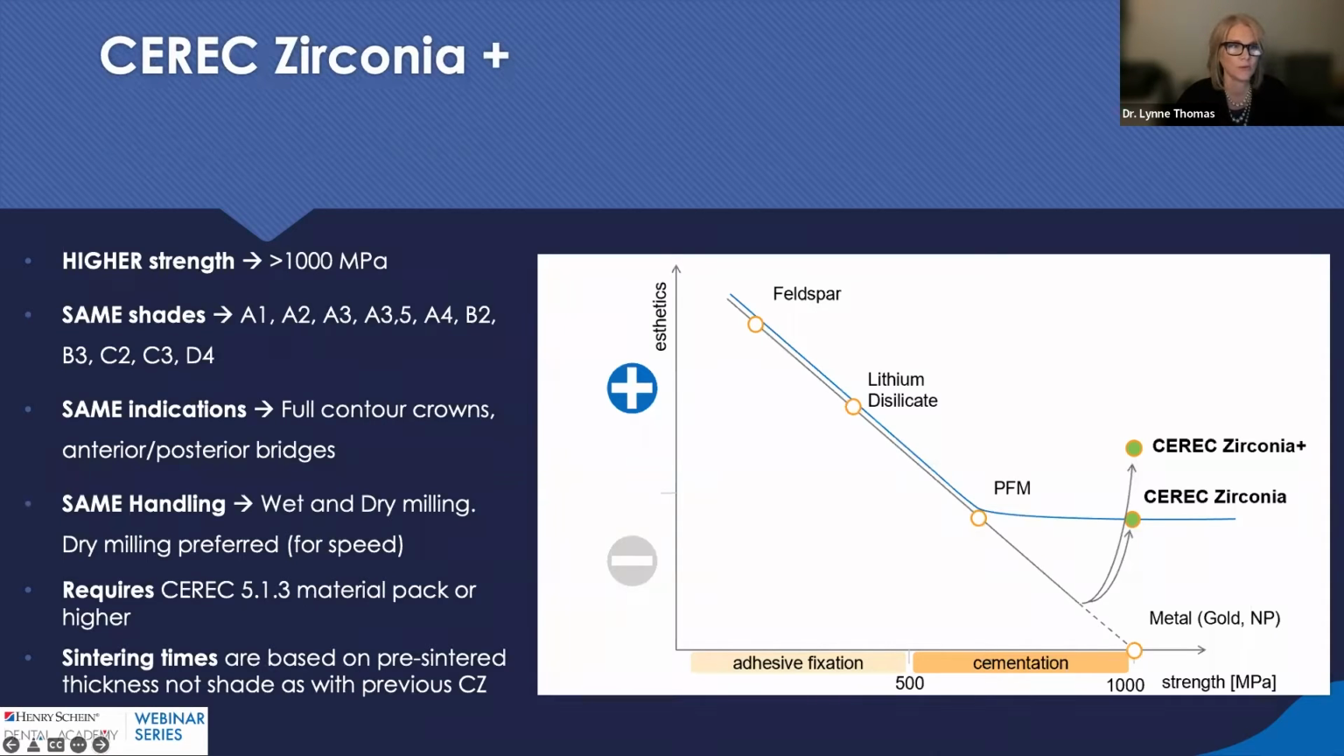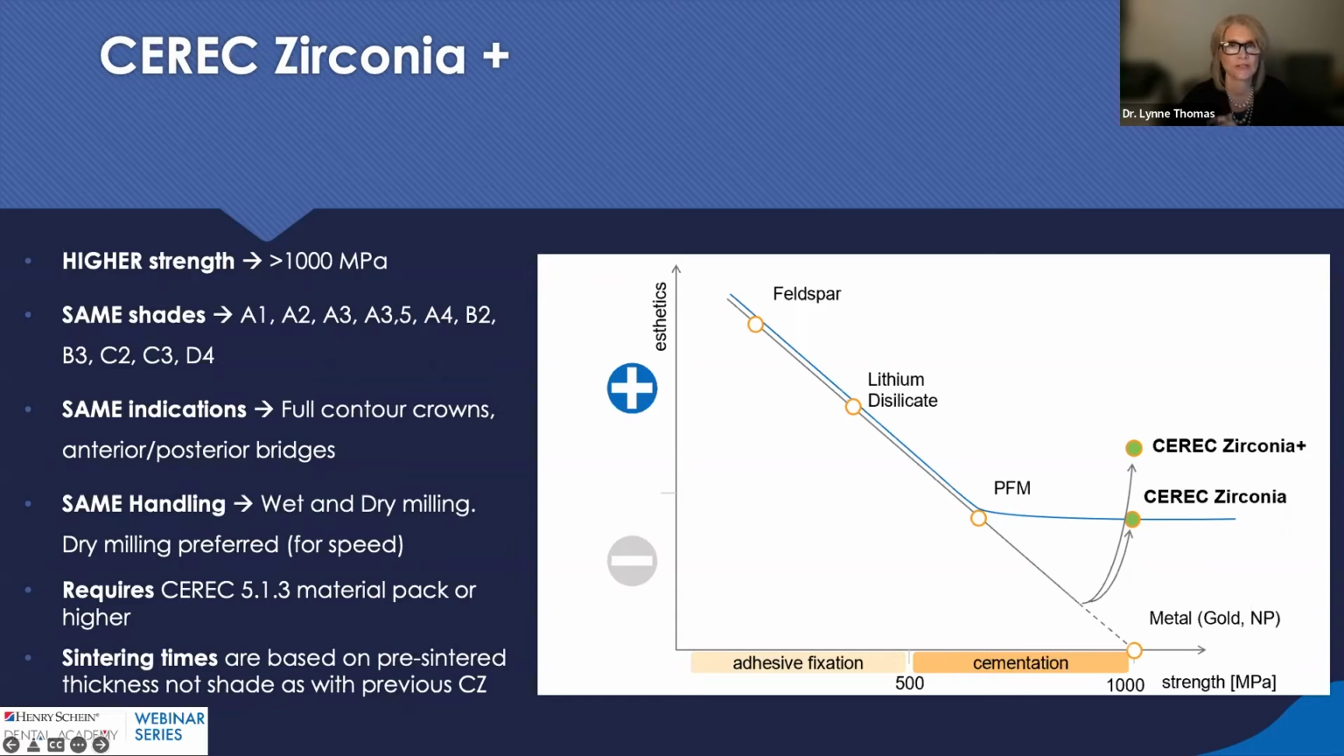So, not only does it have increased size blocks, but it also has improved aesthetics. It's one of the full contour zirconia, so it has a very high strength. The shades are basically the same, all A shades, a couple of Bs and a few Cs and one D, D4. It's kind of interesting. I've not used that one yet.